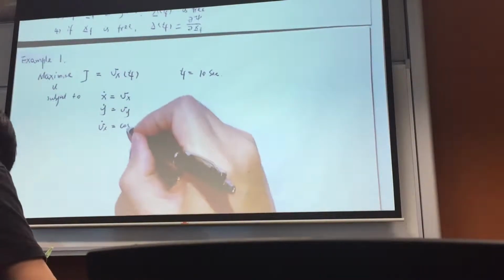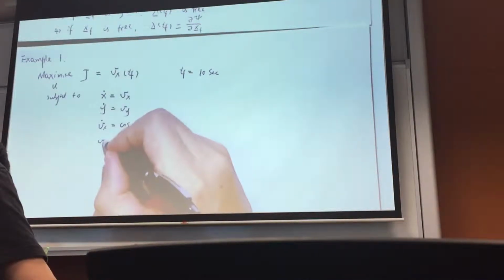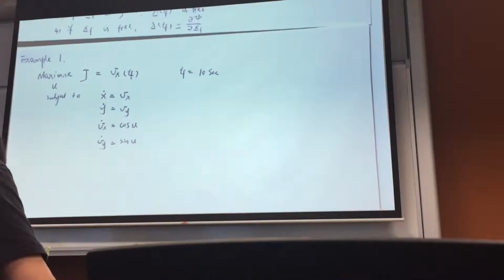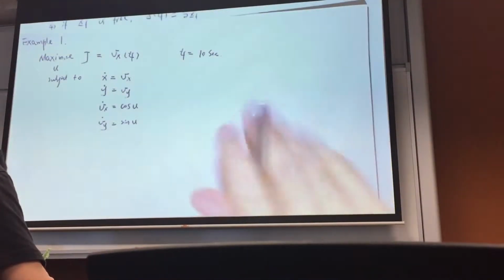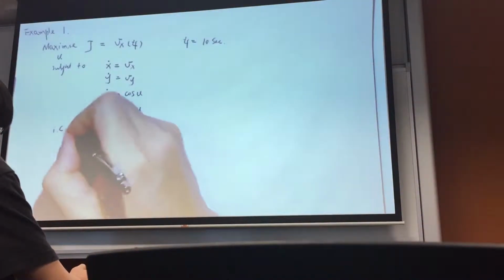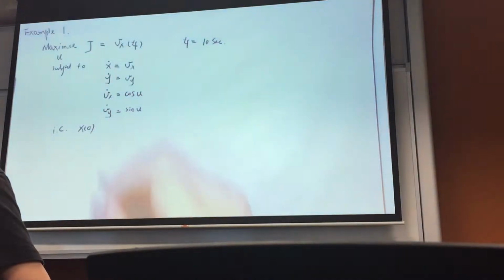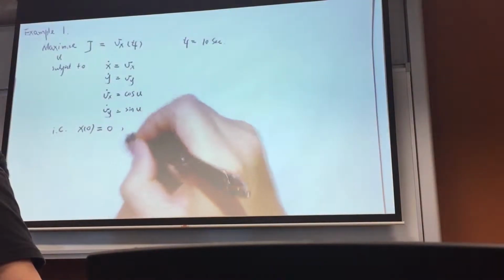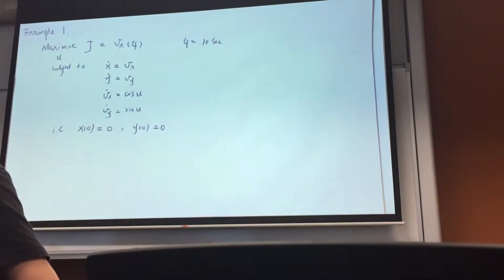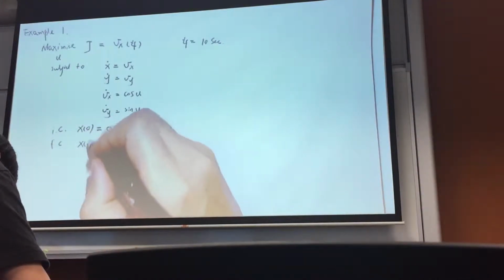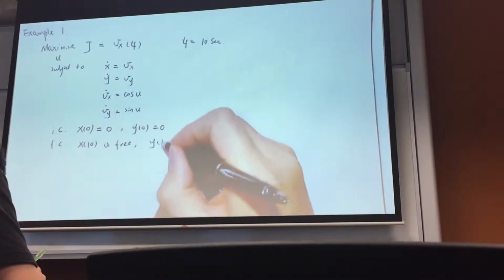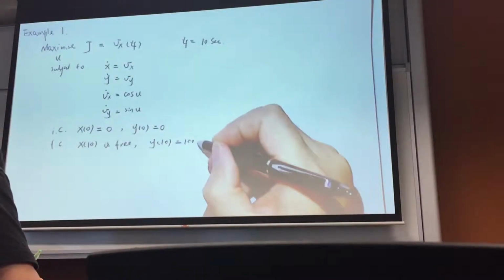The Vx dot equals cosine u, and the Vy dot equals sine u. And the initial condition is given by x0 is 0, so the initial position is 0, and y0 is 0. The final condition is this x10 is free, and this y10 equals 100 meters.